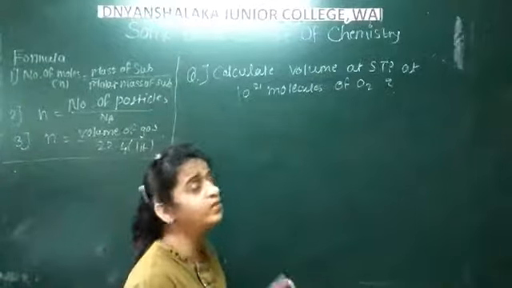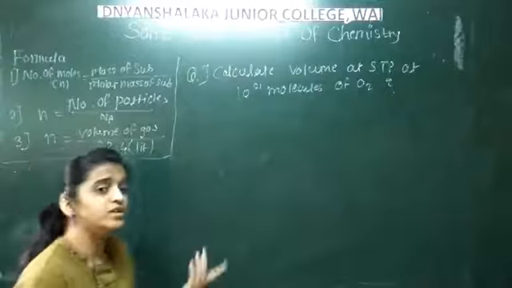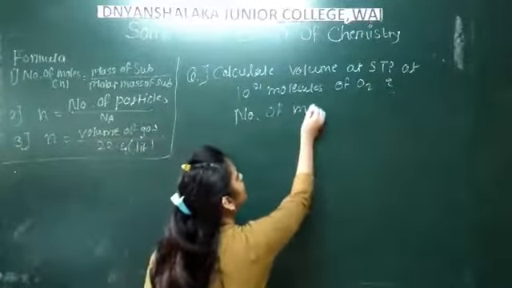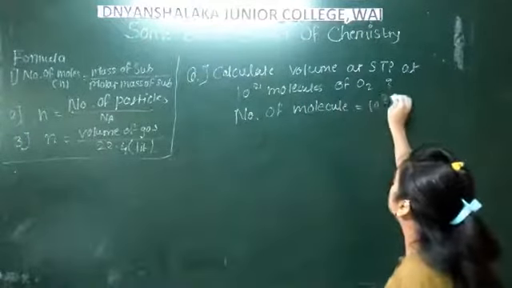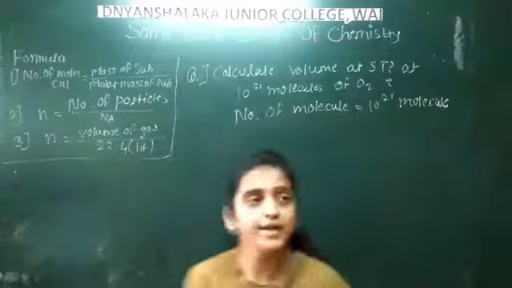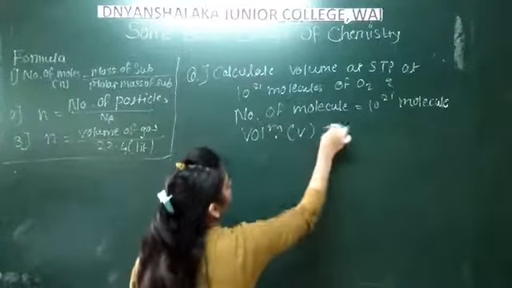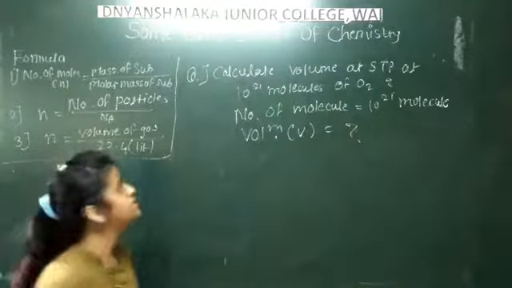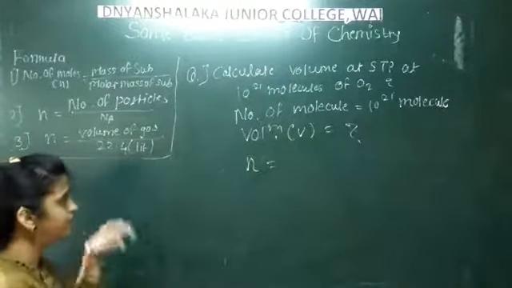Next example: calculate the volume at STP of 10⁻21 molecules of oxygen. In this question, the number of molecules is given as 10⁻21 molecules, and we have to find the volume V. So we use the second formula to find the number of moles.